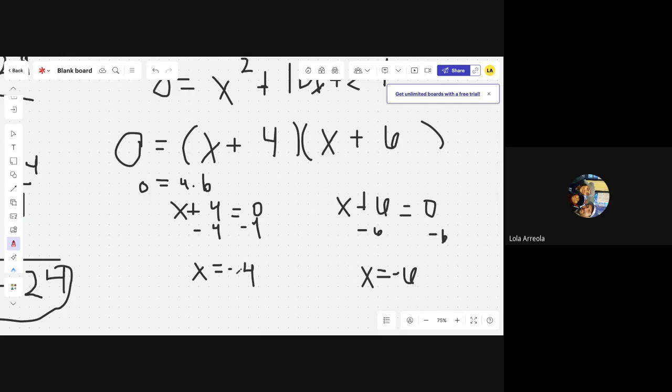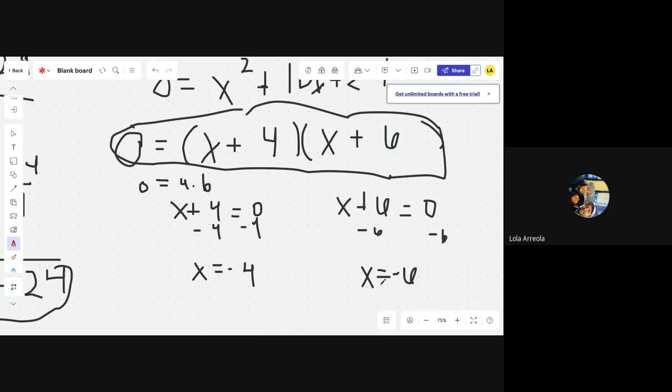Because if I plug in negative 4 here for x, negative 4 plus 4 gives me 0. And then I have negative 4 plus 6 gives me 2. So really I have 0 times 2. Anything times 0 makes the entire function equal to 0. Now if I plug in negative 6 for x, then I have negative 6 plus 4, which is negative 2. And then negative 6 plus 6 is 0. So I have negative 2 times 0 again. So that just means anything times 0 gives me 0.